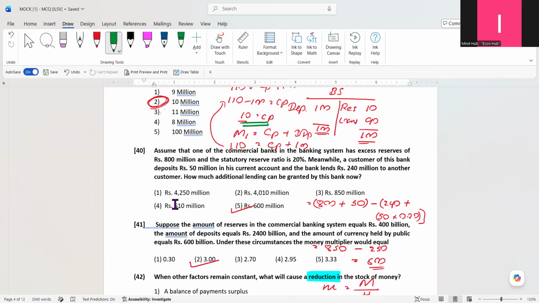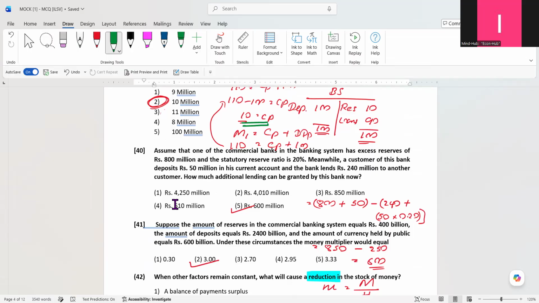If that method is confusing, what you can do is take the total deposits at 850, right? And then minus the 240. Remember, for that 50 million, they have to keep 10 as required reserve. So from that will be 610. From the 610 minus 10, then again you end up with 600.